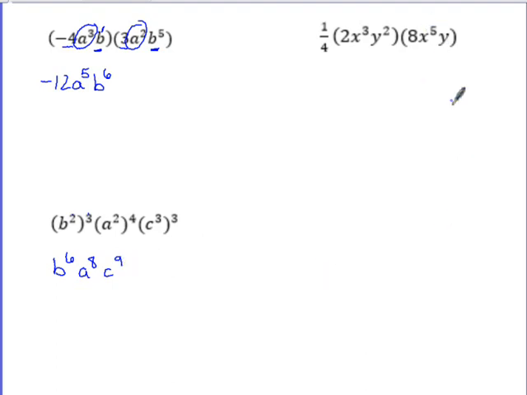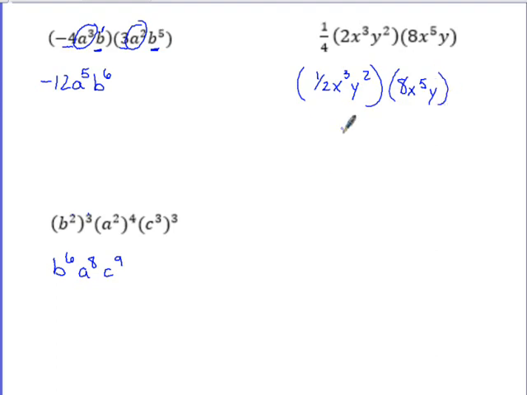Alright, over here I have 1/4 times this, so again I'm going to follow my order of operations. I'm going to distribute this 1/4 first and then multiply by what I have over here. So 1/4 times 2 is 1/2. Alright, and then x to the 3rd y squared. Alright, so we have that times 8x to the 5th y.